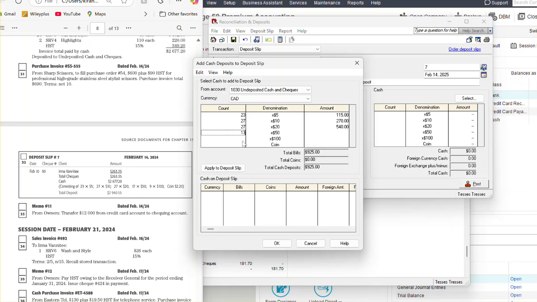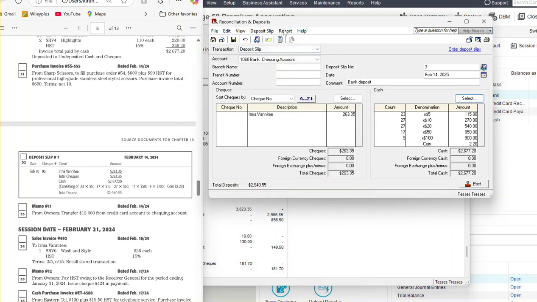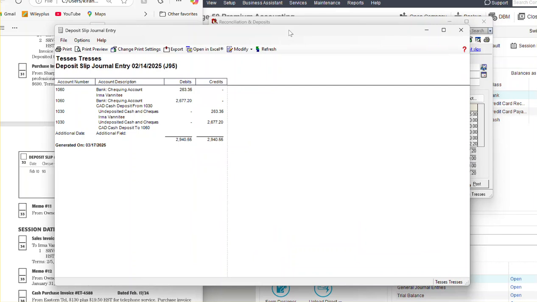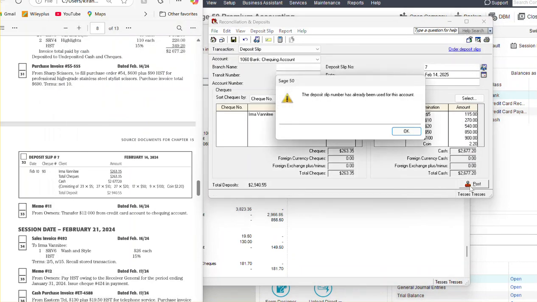I don't have enough time. I only have a limited time before I get to my other class, so that's why. I will add to the apply. I will say, okay, now your deposit number slip 7 should look like that. So this is correct. And I'm also going to do number 6.